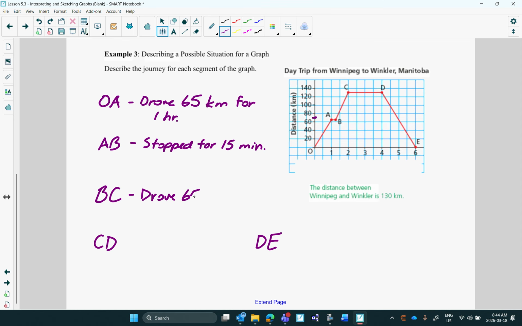Should get 65. And one thing we want to add to this is notice they're at 130 kilometers away from Winnipeg. They must be in Winkler now. Okay, so they're in Winkler.